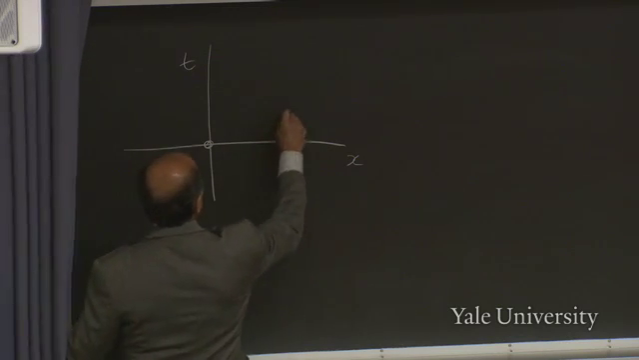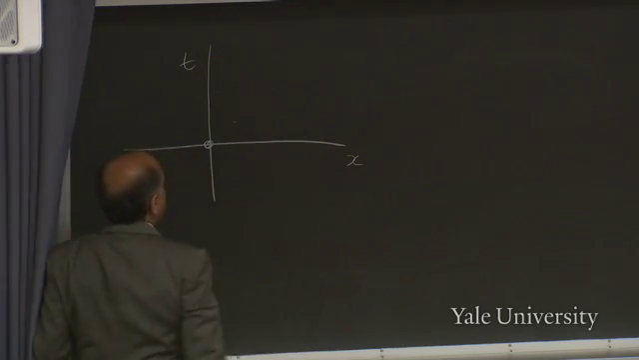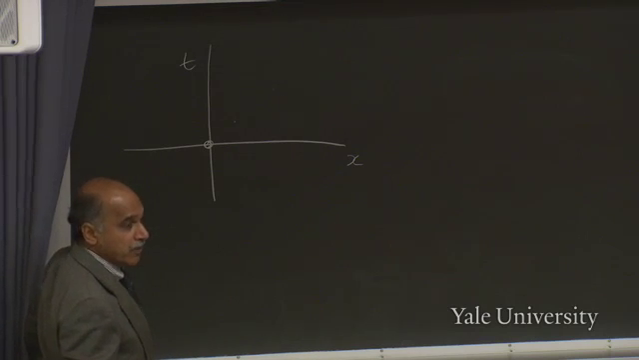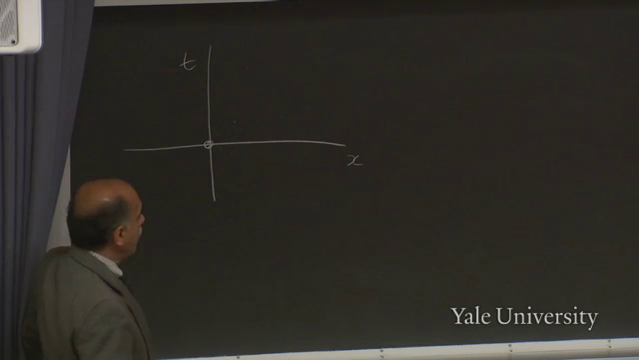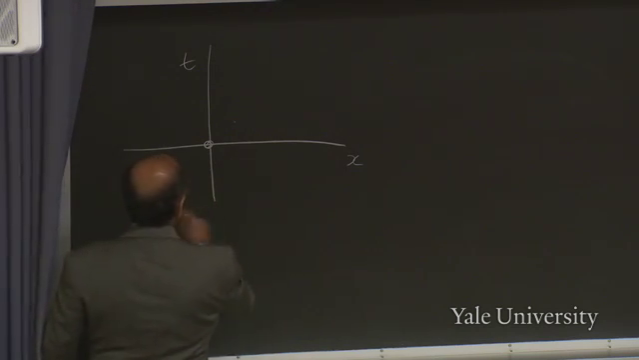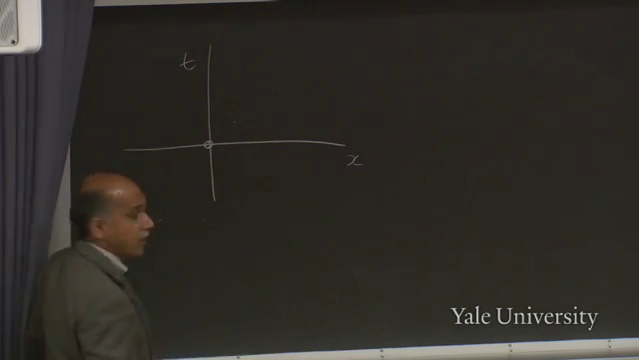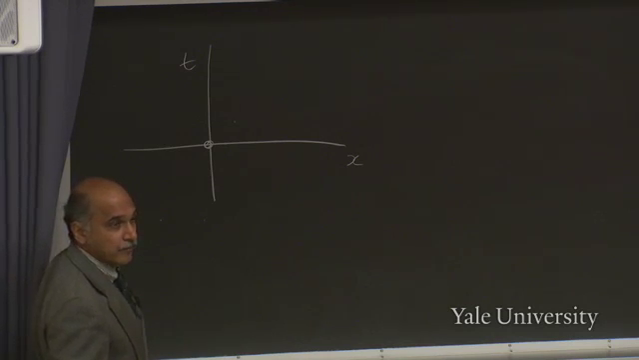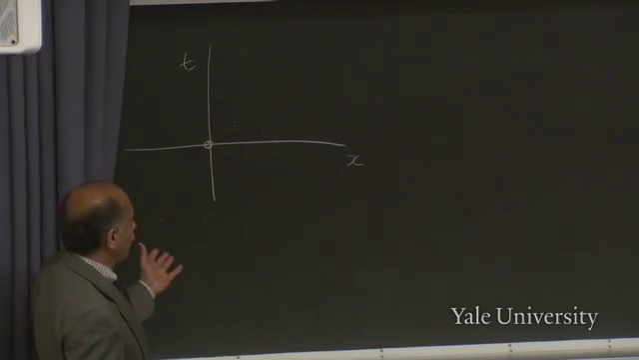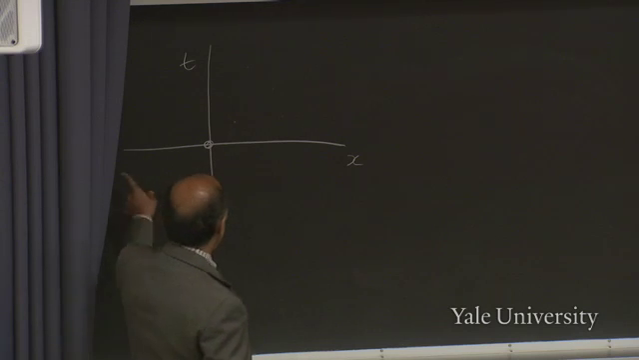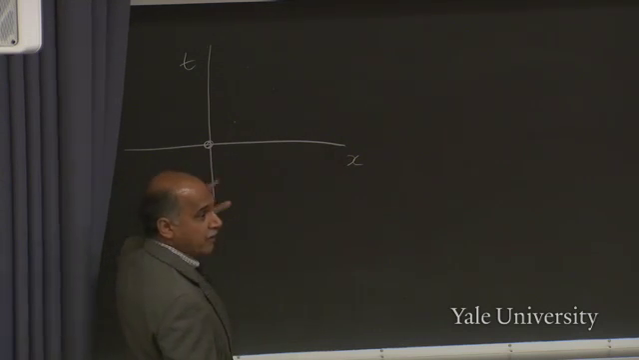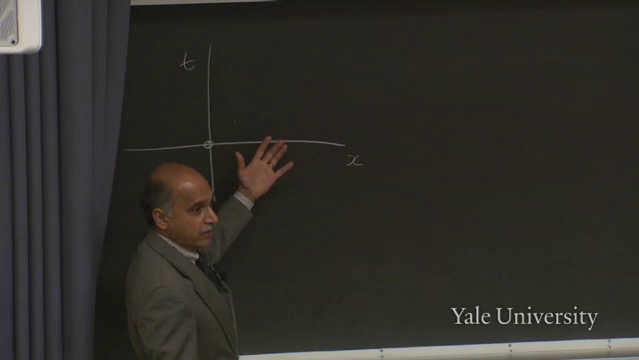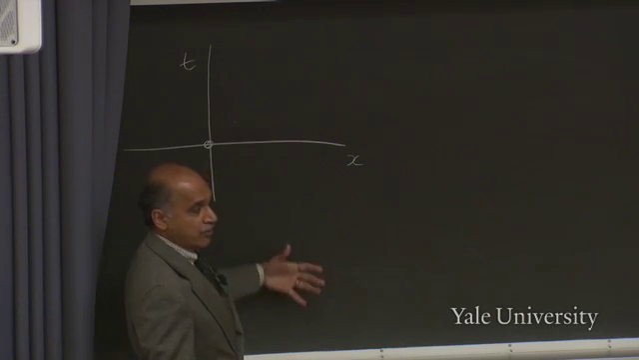Any dot I pick here is in my future, because t is positive for the events. They have not happened yet. Any dot I draw here is an event in my past, because it occurred at an earlier time. So in the Newtonian view of the world, there is something called right now, this horizontal line, and everything above it is called later or future. Everything below it is called past.